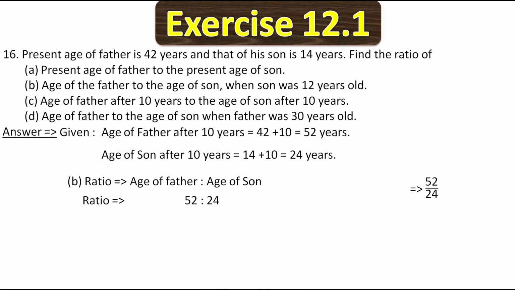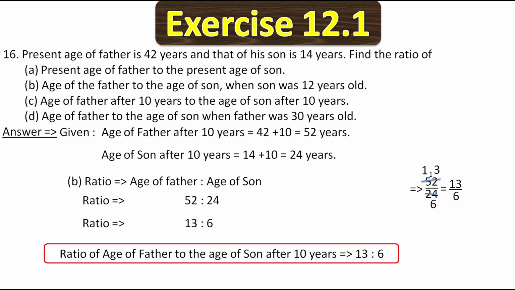Let's make them into simplest form. So I am dividing by 4. 4 6s are 24 and here 4 1s are 4, 1 remains, 4 3s are 12. So here I got the fraction as 13 upon 6. Therefore the ratio is 13:6.